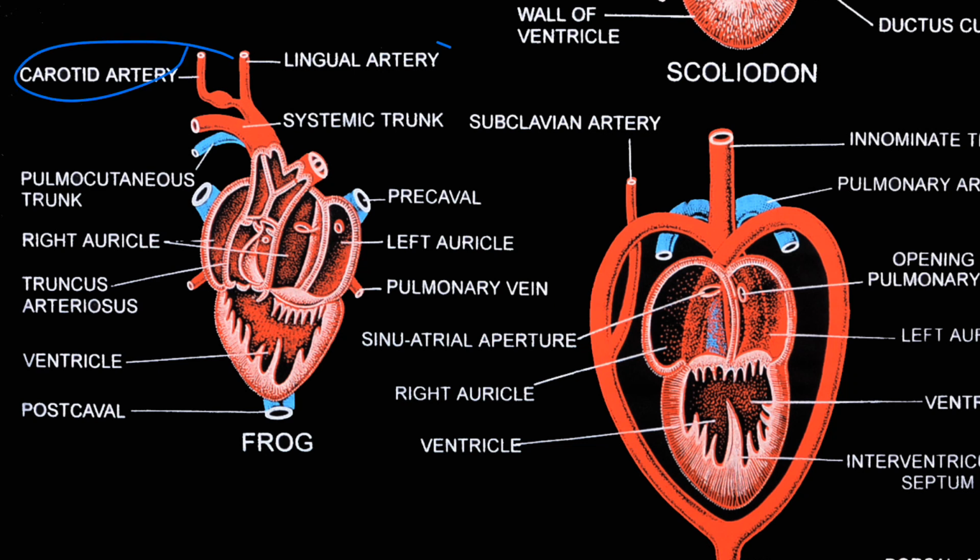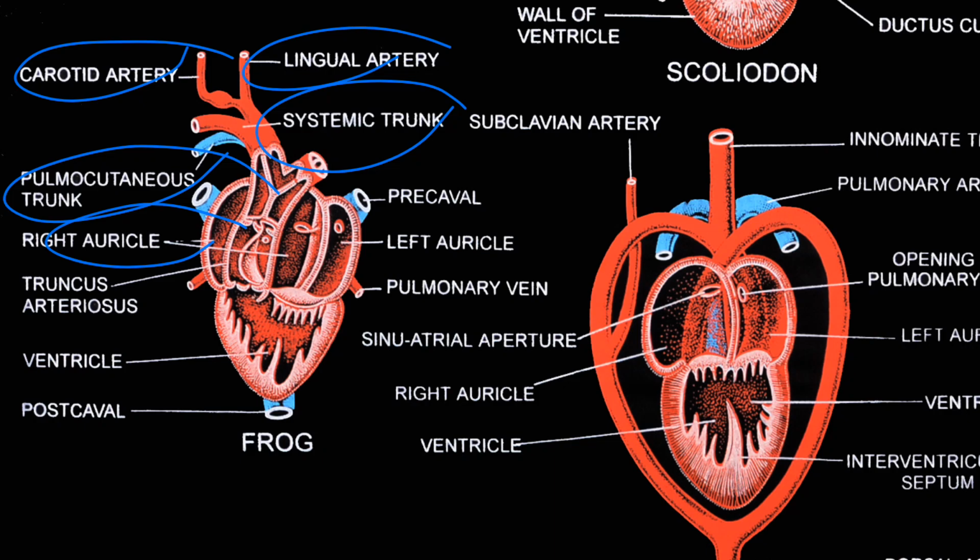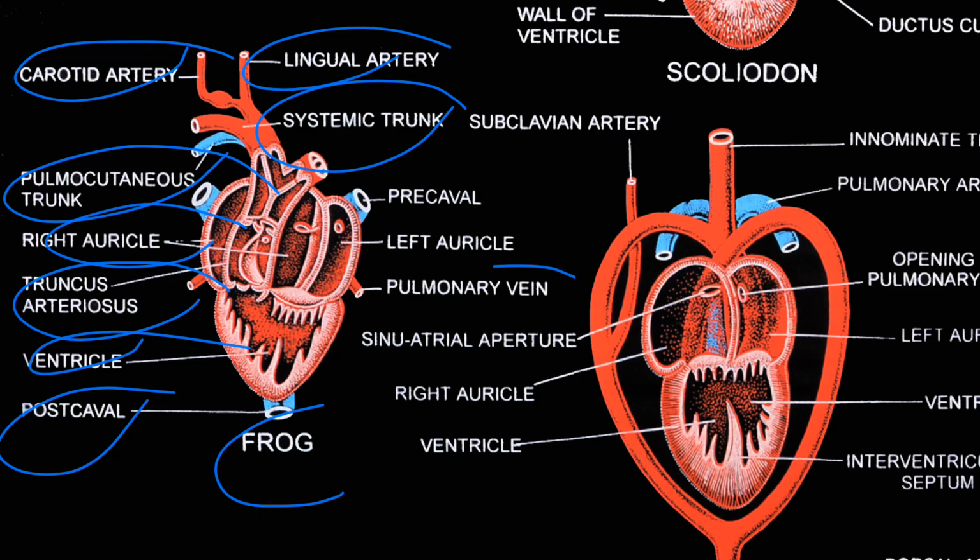Carotid arch, lingual artery, systemic trunk, pulmocutaneous trunk, right auricle, truncus arteriosus, ventricle, postcaval, pulmonary vein, left auricle, precaval. So these are the parts present in amphibian hearts, for example, the frog heart.